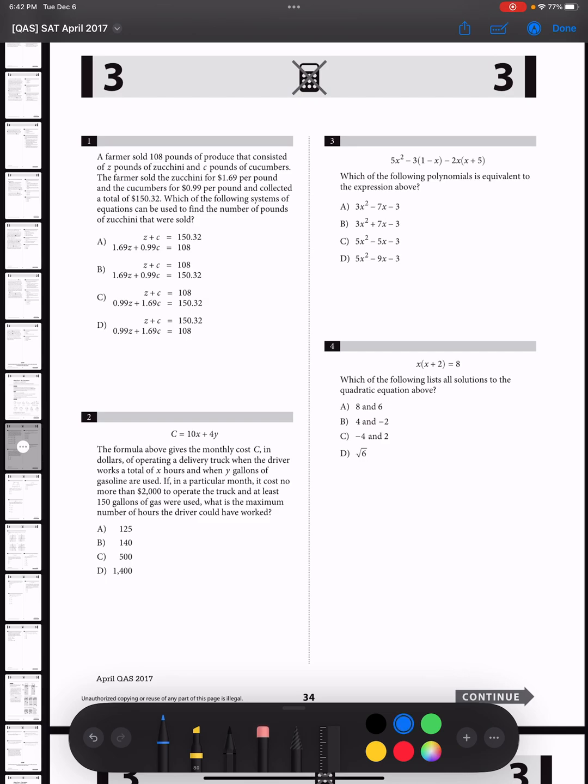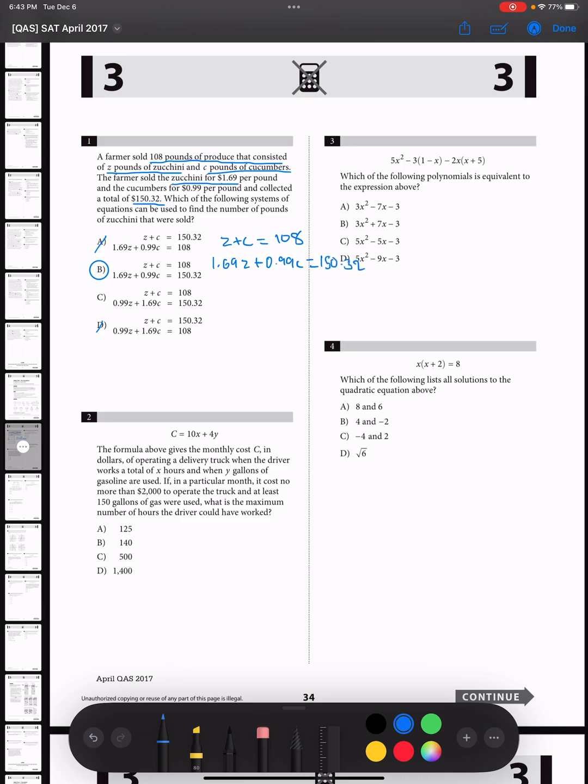Number 1. A farmer sold 108 pounds of produce that consisted of Z pounds of zucchini and C pounds of cucumbers. So that means we know that Z plus C is equal to 108 pounds. So I'm just going to eliminate D and A from my answer choices now. So zucchini was 1.69 per pound, so 1.69 Z plus 0.99 for cucumbers is equal to a total of 150.32. This means that we're going to have to go with option B as our answer choice.